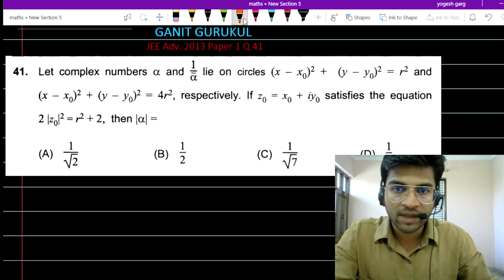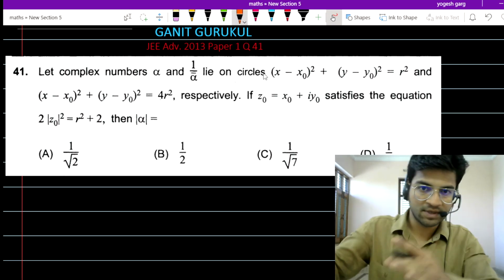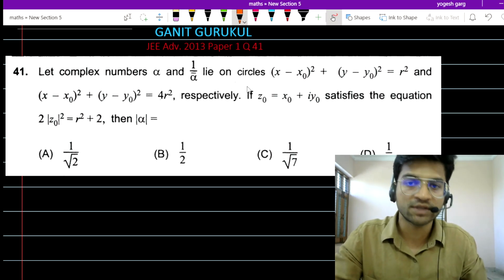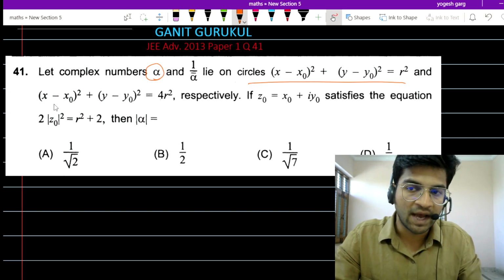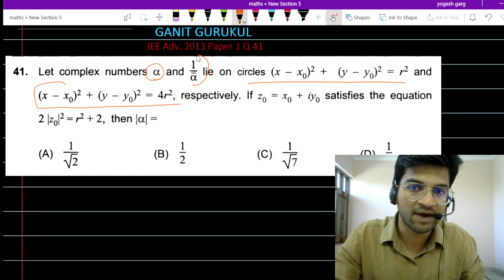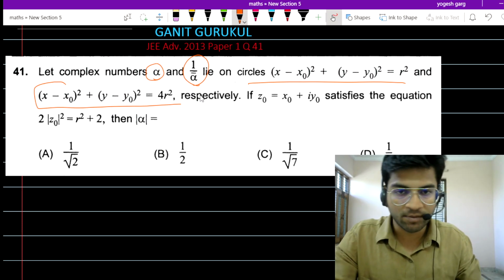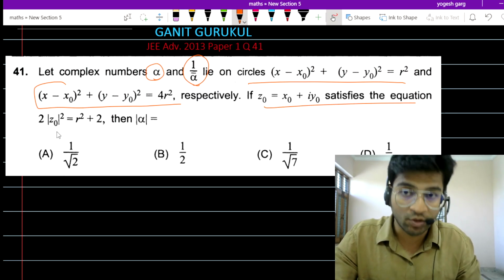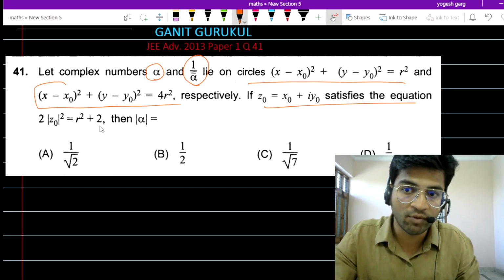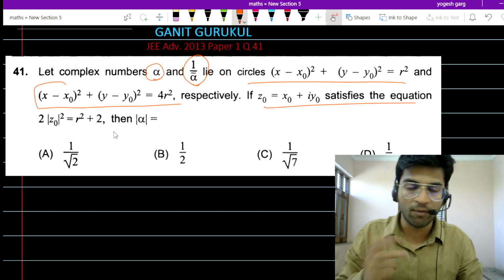So what we have is that complex numbers alpha and 1 by alpha conjugate lie on circles. This is the first equation of the first circle, and it is satisfied by alpha, and this is the equation of the second circle, it is satisfied by 1 by alpha conjugate. Now z naught is equal to x naught plus iota y naught, right? It has been given and it satisfies this equation. So this is also true: 2 mod z naught square is equal to r square plus 2, then alpha conjugate, then mod alpha is.